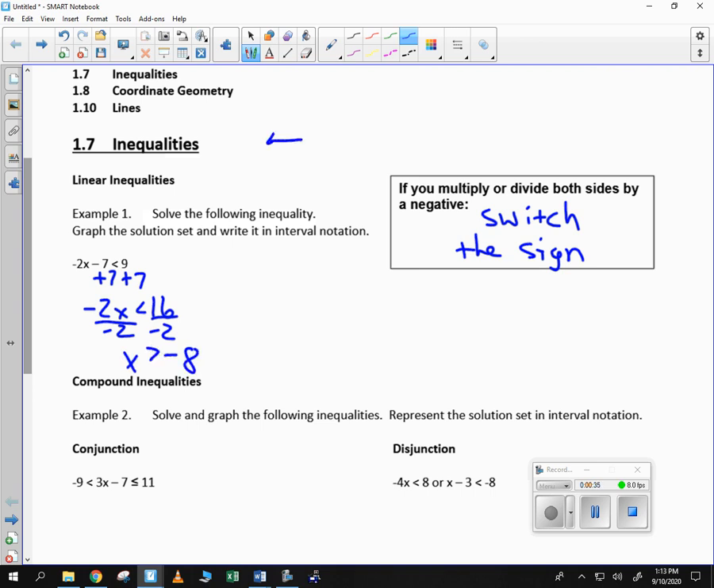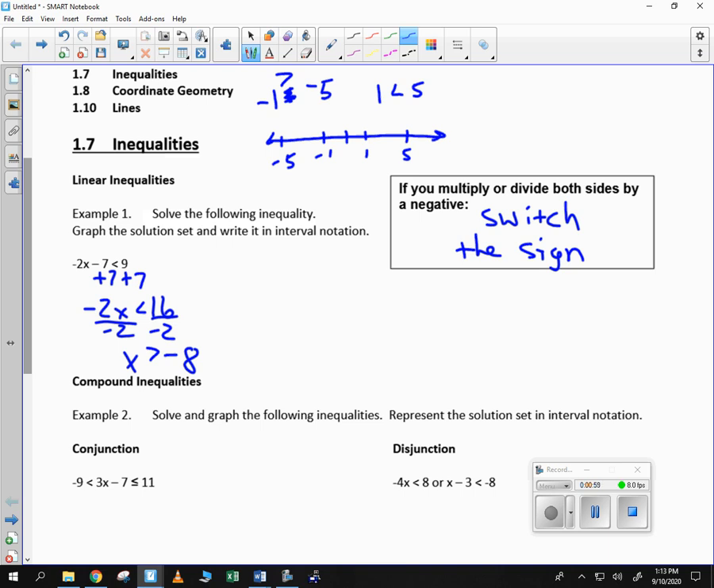Remember, we switch the sign because if you consider, say, the numbers 1 and 5, and then negative 1 and negative 5, 1 is less than 5, but negative 1 is not less than negative 5. In fact, negative 1 is greater than negative 5. So you can see that's what happens when you're dealing with negatives, just due to the way our number line is structured.